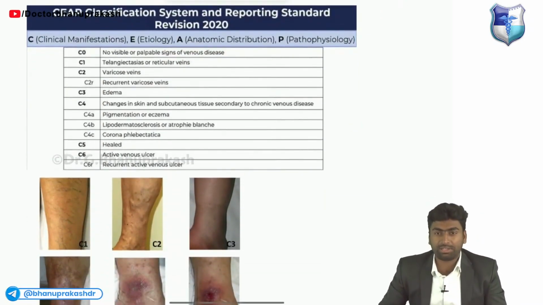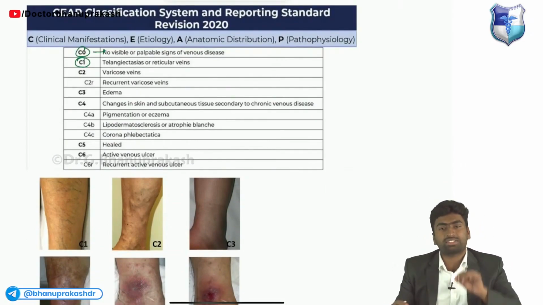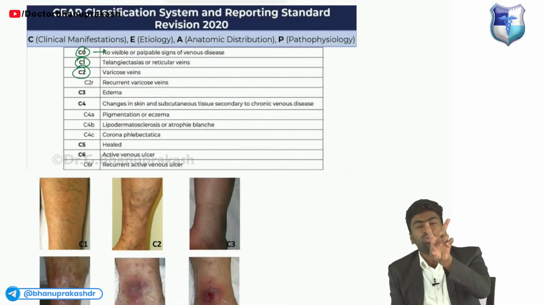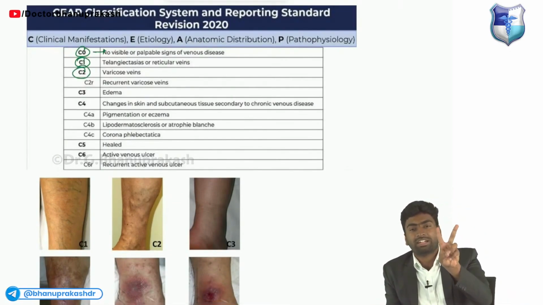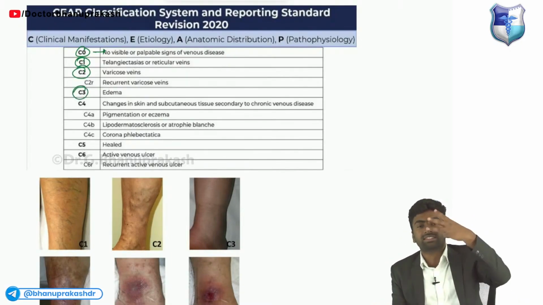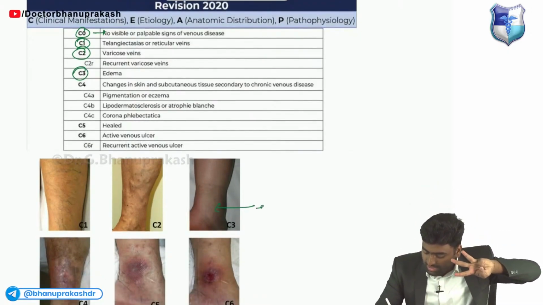Fine. Next, we'll see some extra topics. See about the CEAP classification. Remember one thing: C0 is no dilatation. C1 is just small dilatation, which is known as telangiectasia. C2, remember this, 2 for V. V means it is varicose vein. Fine. And C3, see, make this 3 like this, it is the presence of edema. So edema is C3.